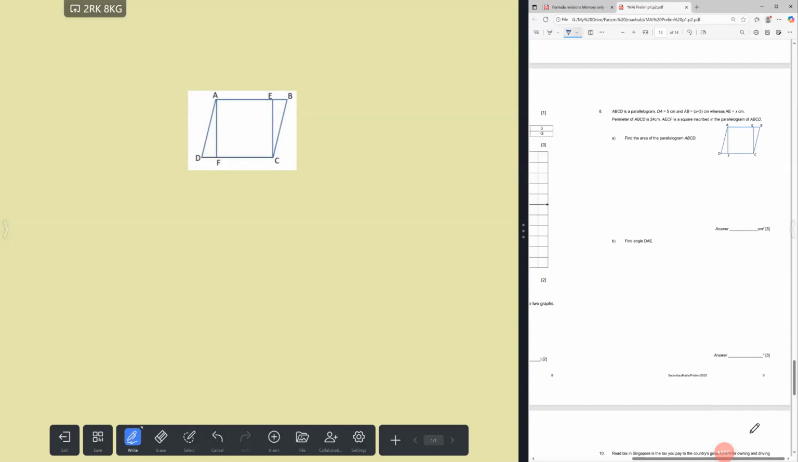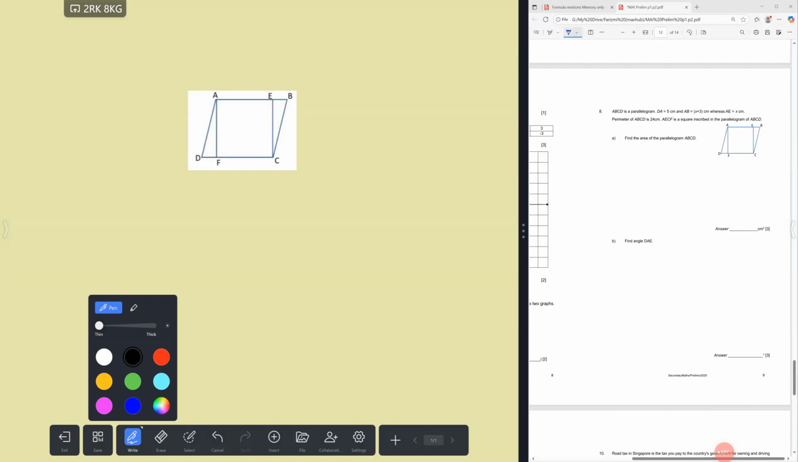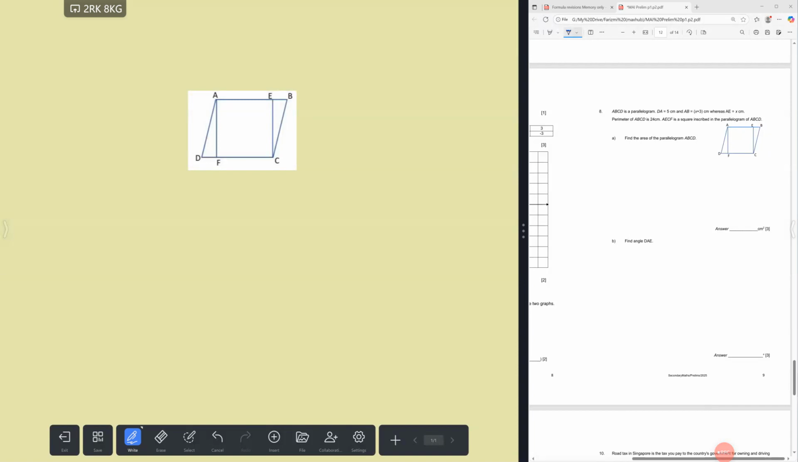I'm Mr. Faris, and today I'll be going through the remaining corrections for the prelim paper, which is prelim paper 2. Yeah, and we have question 8 for this question. You can flip over here and we can begin.